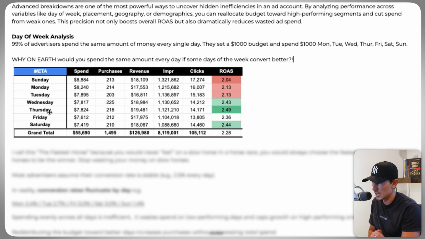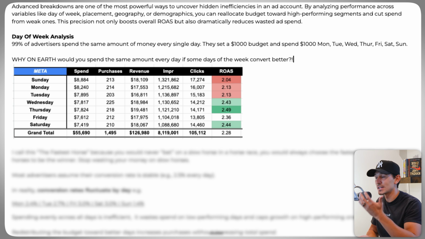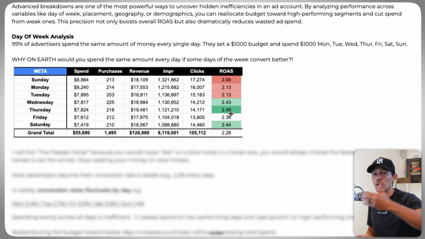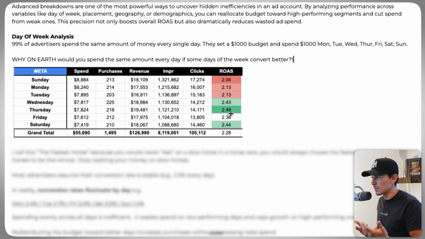Now, as you can see from this example right here, I just screenshotted this from a client we are just onboarding now. So we haven't implemented the fastest horse just yet. But what you can see right off the bat here is just like most people, they're spending the same amount of money every single day of the week, but they're getting very different results. 20% different results. So you can see in this example, Sunday, Monday, and Tuesday convert at around a 2 to a 2.13, where Wednesday, Thursday, Friday, Saturday convert at peaks up to a 2.49. That's a very big difference. That's a 20% difference. If I could add 20% to your pocket, 20% to your bottom line right now, you would take it, right? I would. I'd be pretty happy with that.